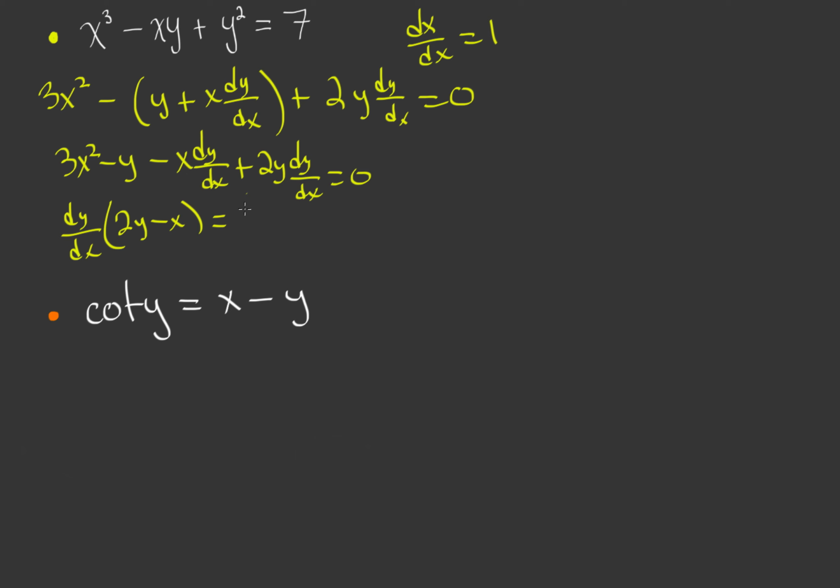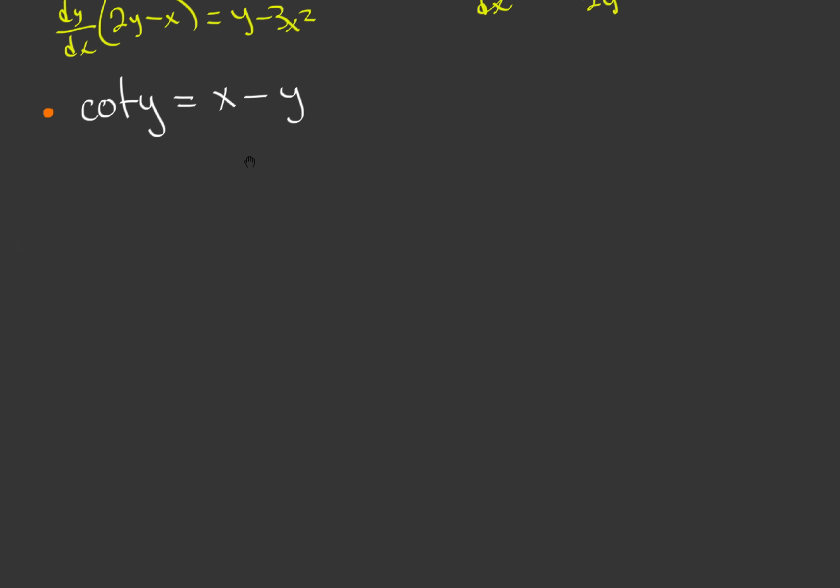And then if we move these over, we get y minus 3x squared. So if we divide both sides by 2y minus x in order to isolate dy dx, we just get dy over dx is equal to y minus 3x squared over 2y minus x. So let's try this next example right here.